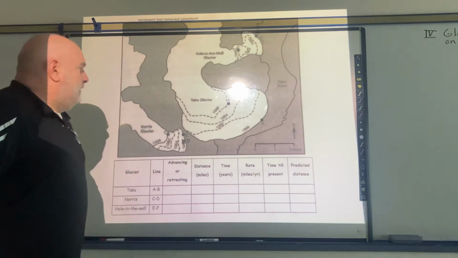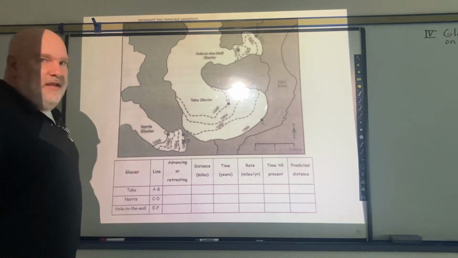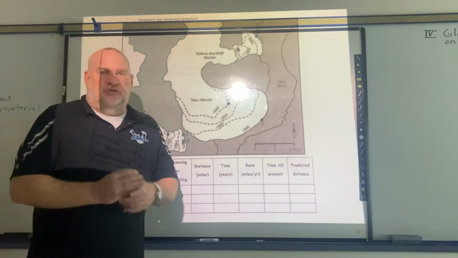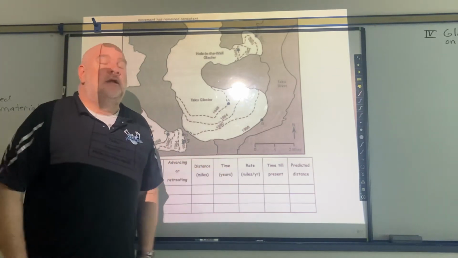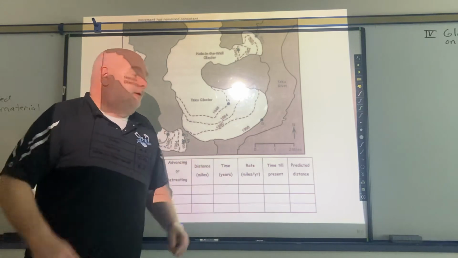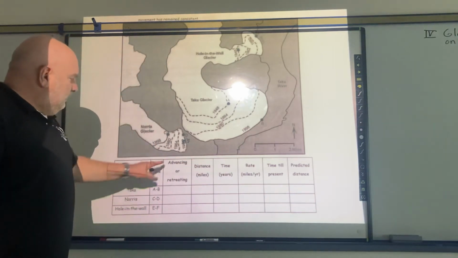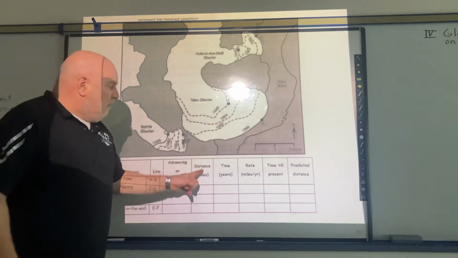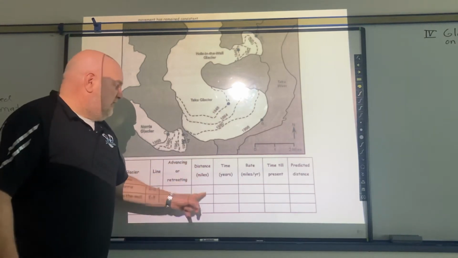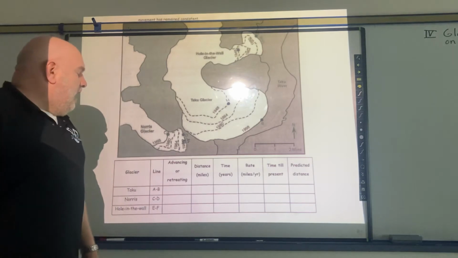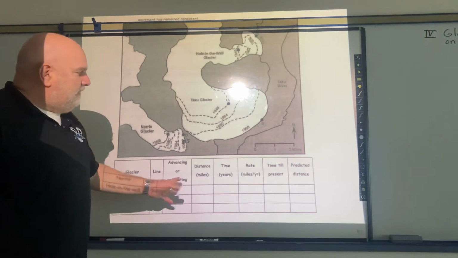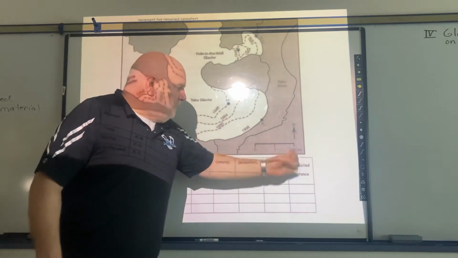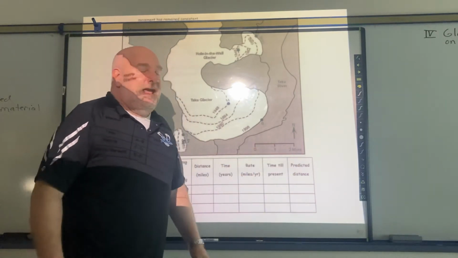First off, what we want to figure out is whether the glaciers are advancing or retreating. An advancing glacier means it's getting bigger and expanding. A retreating glacier means it's shrinking. So that's what we're finding out first off. Next we want to find out how much did it advance or how much did it retreat. And then we're going to figure out how fast it's advancing or how fast it's retreating, and then try to figure out where the glacier would be today based on the data we have.